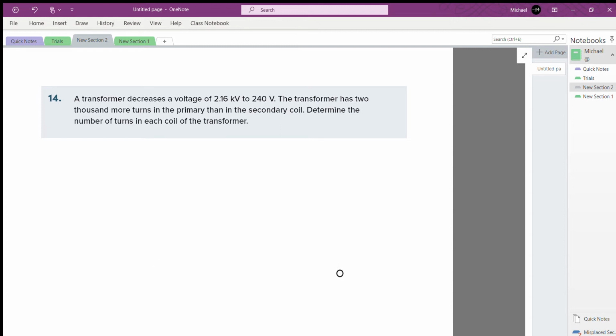So let's write down some of the things we know. To begin with, the voltage in the primary coil is 2.16 times 10 to the power 3, that's 2.16 kilovolts. The voltage in the secondary coil is 240 volts. Now we're going to let the number of turns in the secondary coil be X, and therefore the number of turns in the primary coil will be X plus 2,000, because it states that there are 2,000 more in the primary than in the secondary coil.